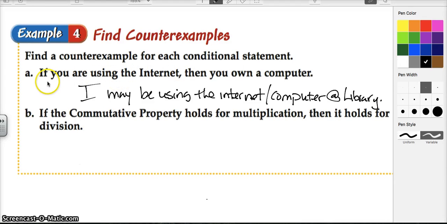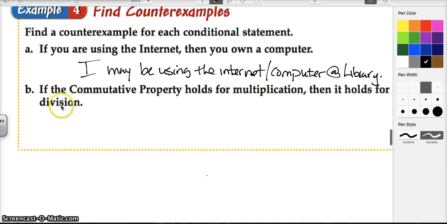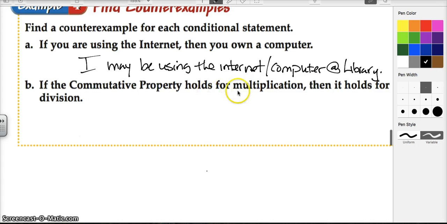Notice, with the counterexample, we want to disprove the conclusion. We're going to accept the hypothesis, but we're going to disprove the conclusion. Let's see if we can do it here. If the commutative property holds for multiplication, and we're going to assume this, then it holds for division.